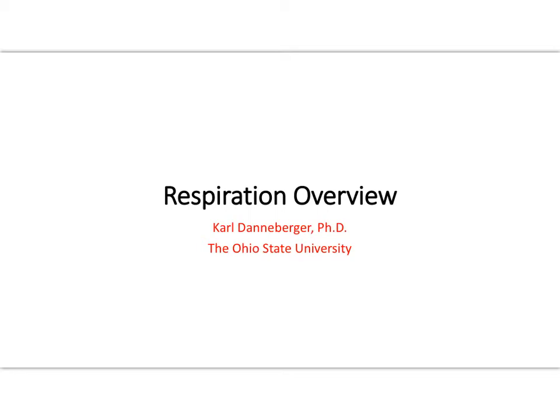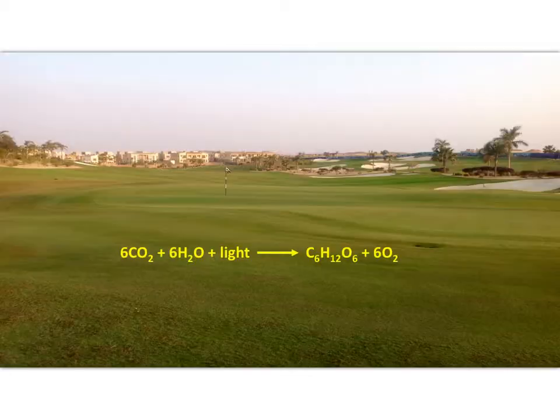In this presentation, we look at plant respiration in a broad overview. Previously, we discussed photosynthesis, which is the process by which turfgrass plants capture the sun's radiant energy and convert it into a usable form, which we know as ATP. This energy is stored within compounds known as sugars, carbohydrates, and starches. The overall photosynthetic equation is shown here.